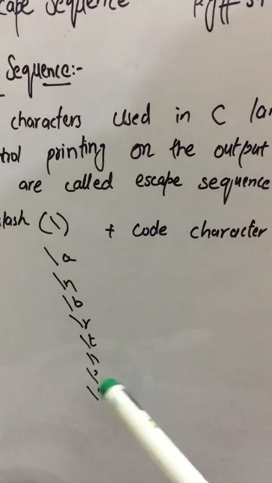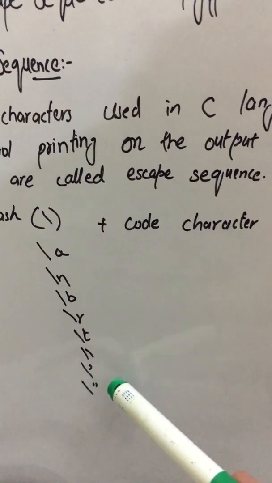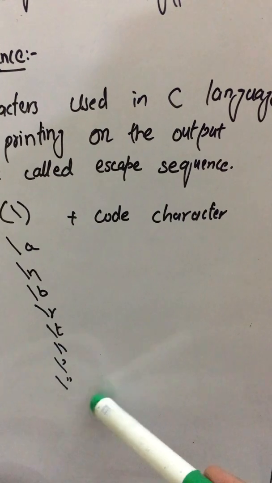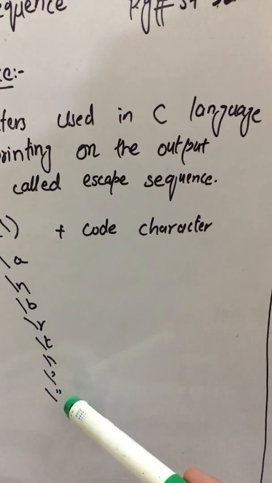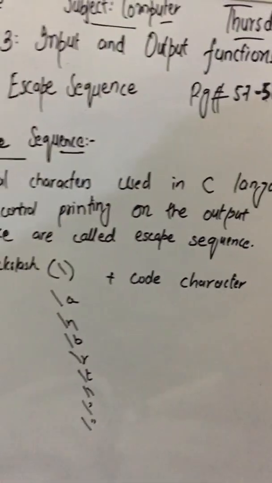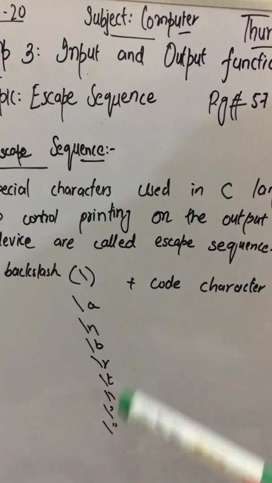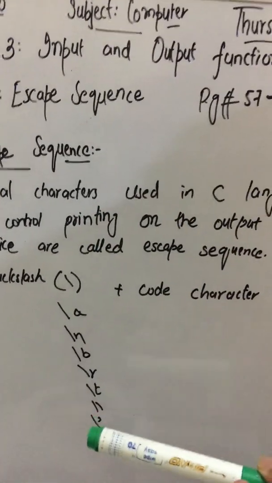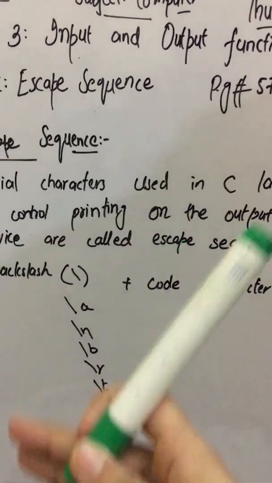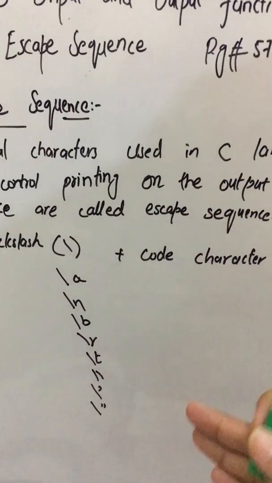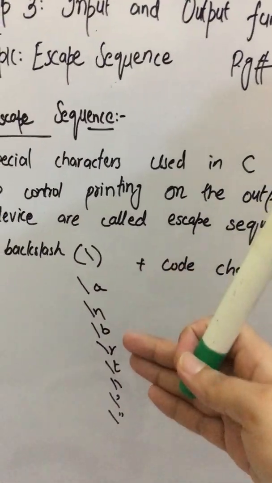Backslash with a single quote produces a single quote, and backslash with a double quote produces a double quote. So they have a specific meaning in the programming language. When we use them, they perform their specific action and they escape some space, and then they produce their specific output.